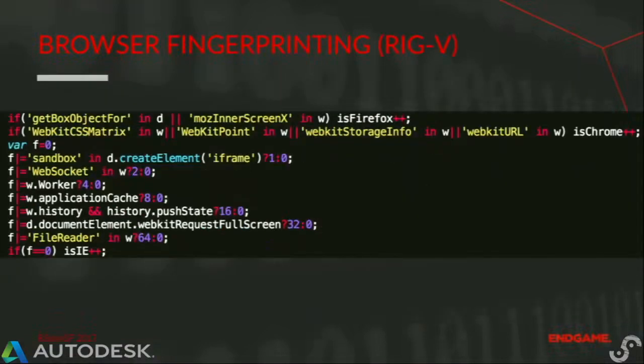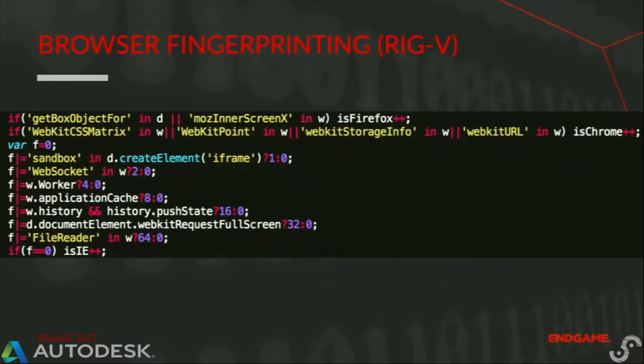Let's look at one more example. This is the Rig VIP version that came out after Rig. It's a newer exploit kit. This exploit kit does something more. It looks for specific browser idiosyncrasies and assigns a probability of a browser being Firefox or Chrome or IE, and then towards the end it calculates whether it's really IE or is it a bot, and based on that it makes a decision on whether to redirect to the exploit kit or not.